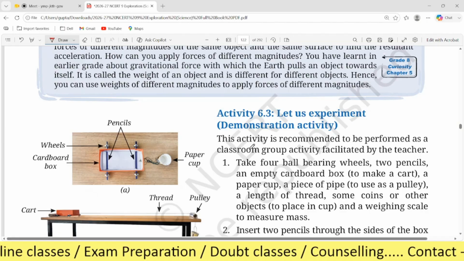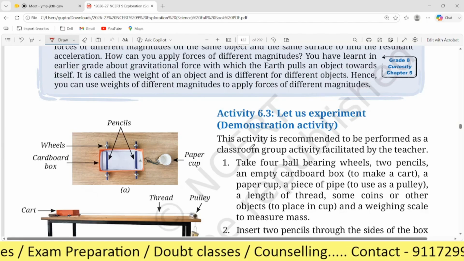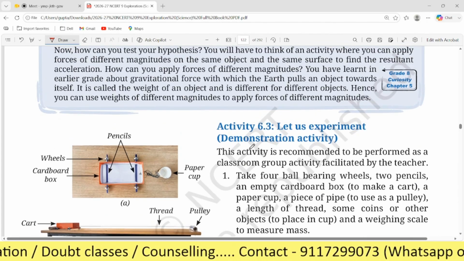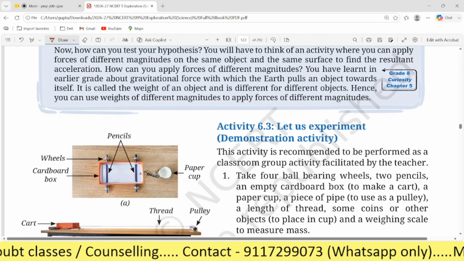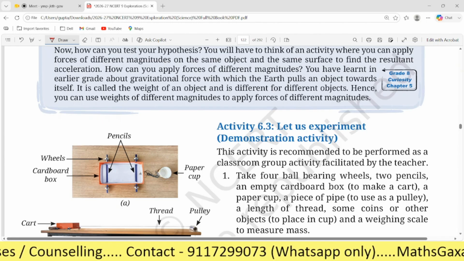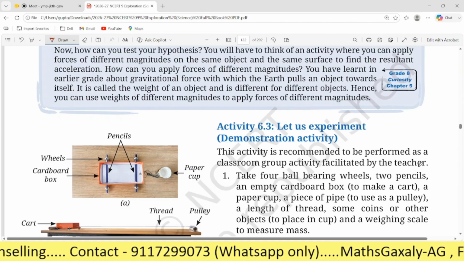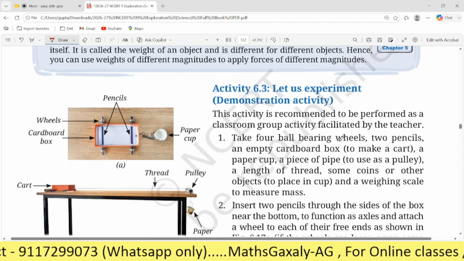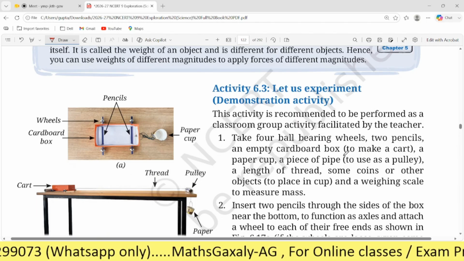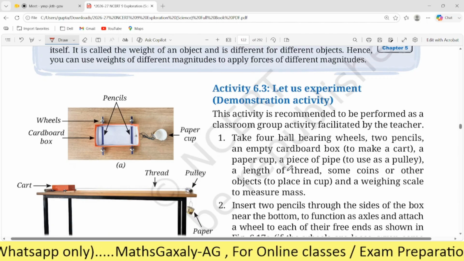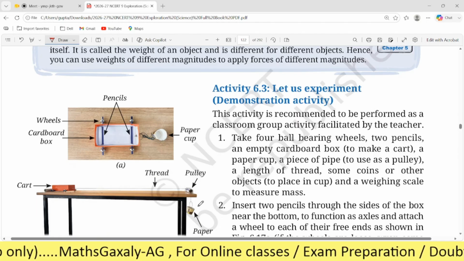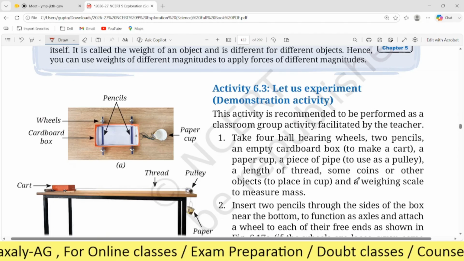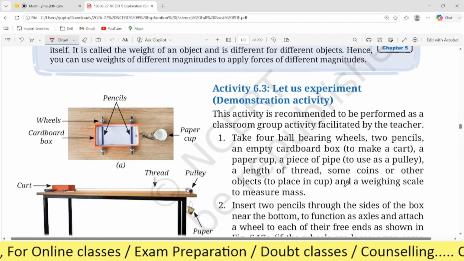Now let's see the experiment, and with the help of this experiment, we will try to understand the second law of motion. If you want, you can demonstrate this experiment by yourself at home. This activity is recommended to be performed as a classroom group activity facilitated by the teacher. If you want to do it by yourself, you can. Here, you have to take four ball bearing wheels, two pencils, an empty cardboard box to make a cart, a paper cup, pieces of a pipe to use as a pulley, a length of thread, some coins or other objects to place in the cup, and a weighing scale to measure the mass.